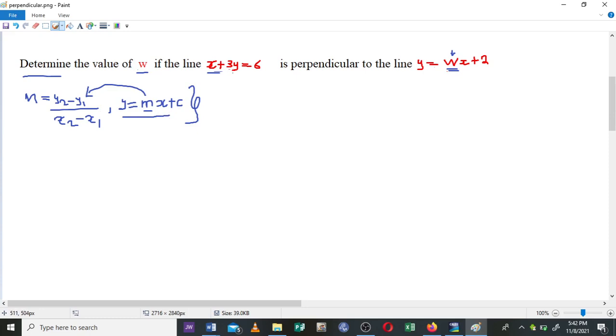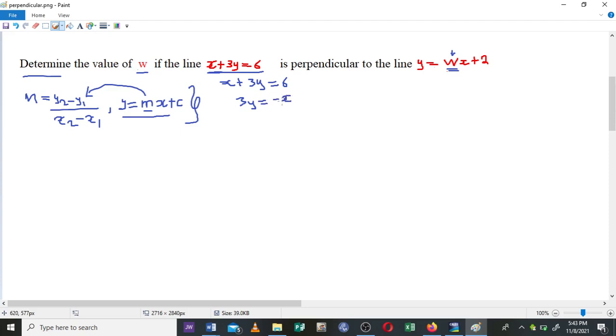The first thing you need to do to find the value of w is to identify your gradient in this equation. These two equations are perpendicular. So first of all, we need to rearrange this equation so that we can make y the subject of the formula. We have x = 3y + 6. I know some people might be struggling to do this, so I'm going to do it step by step.